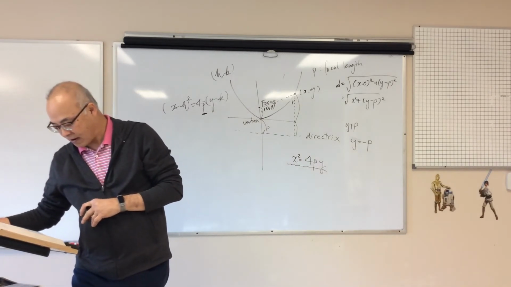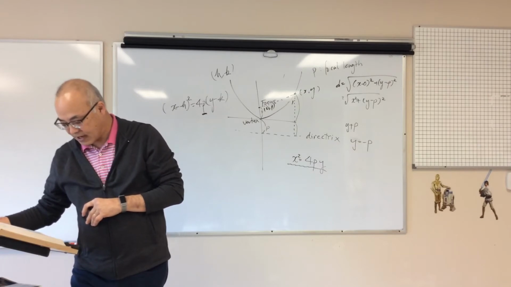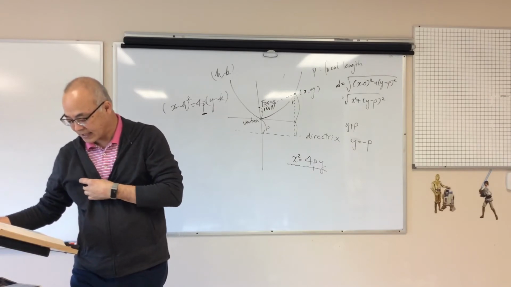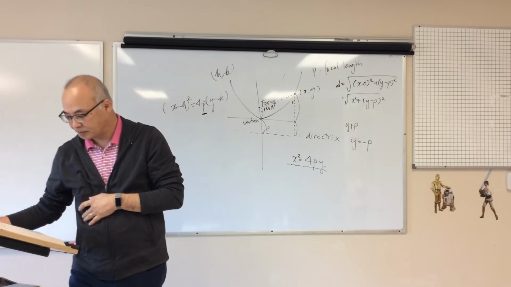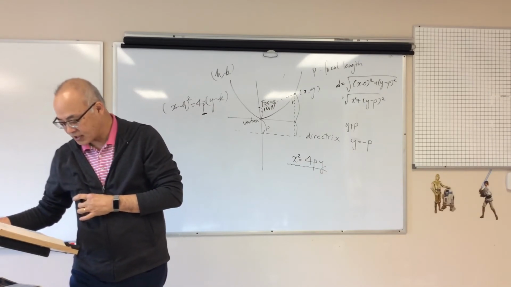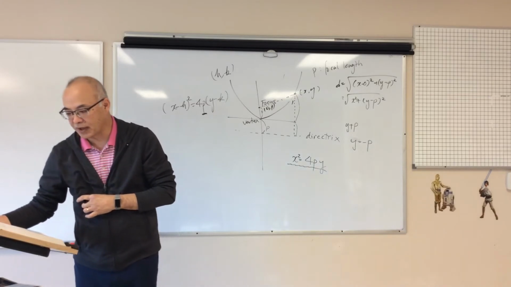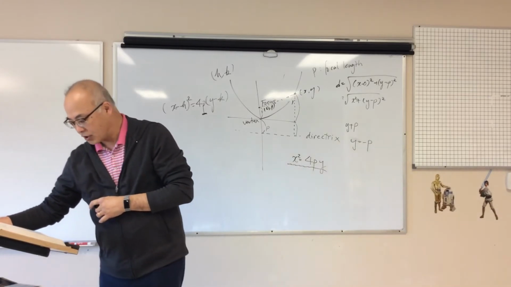If you go to page 574, there are different things there: the focus, directrix, axis, focal length, and focal width. The focal width is 4p. 4p, that's called the focal width.